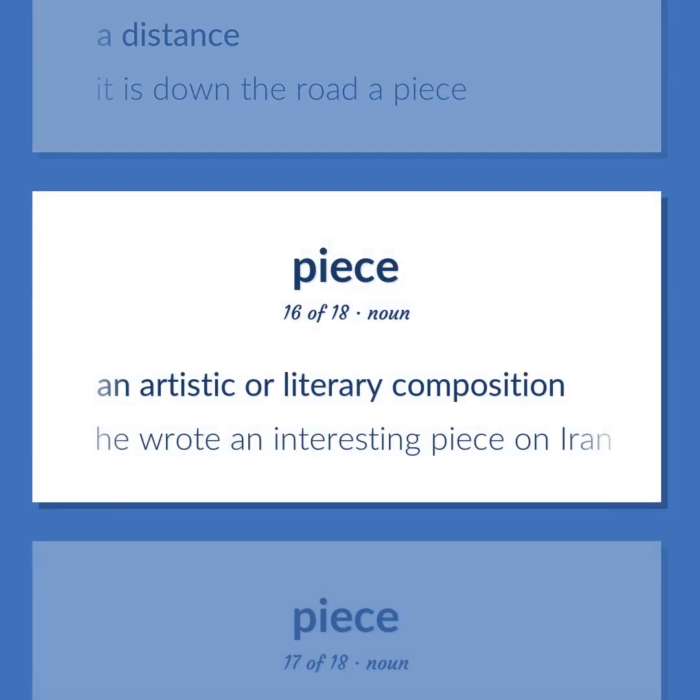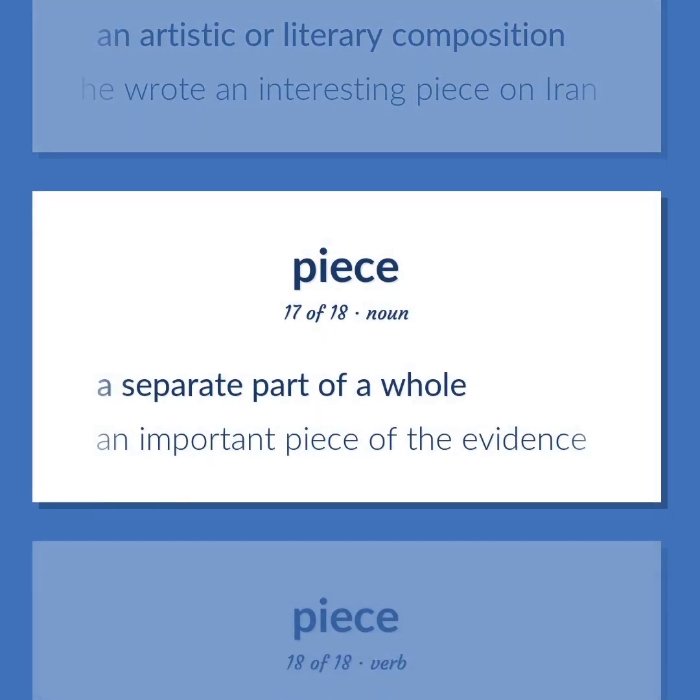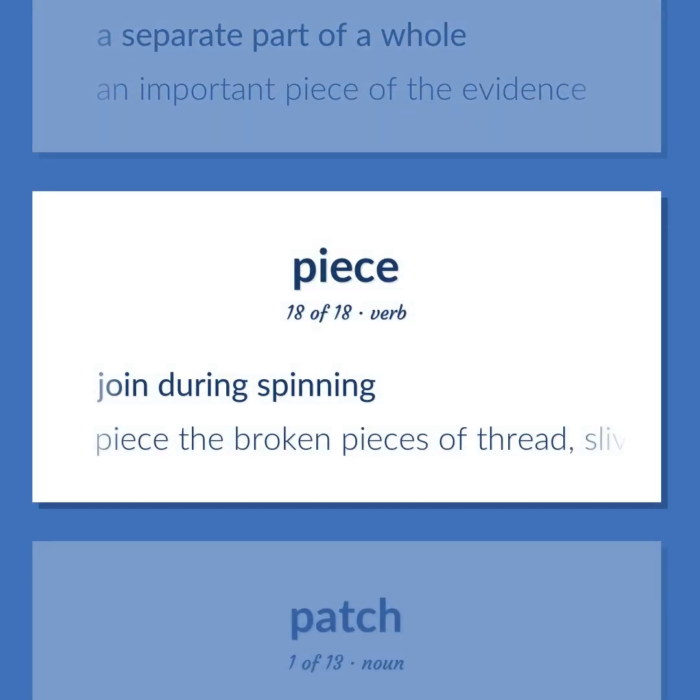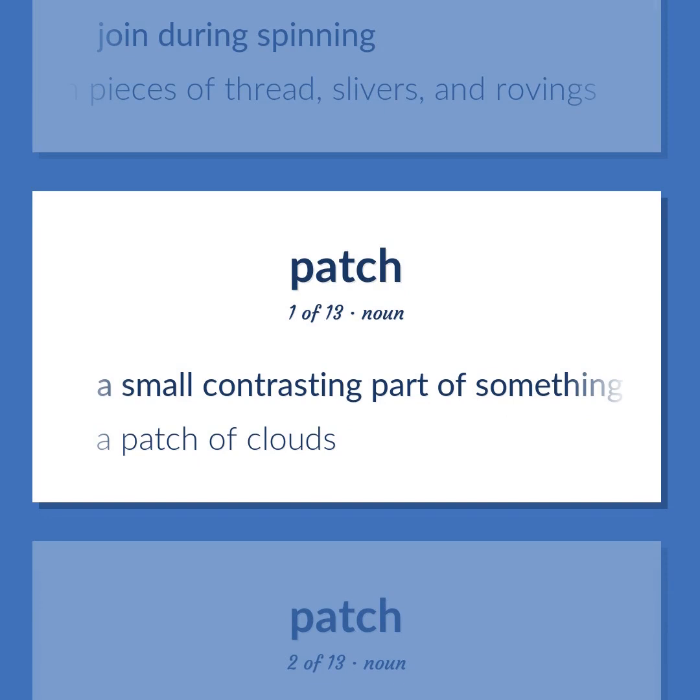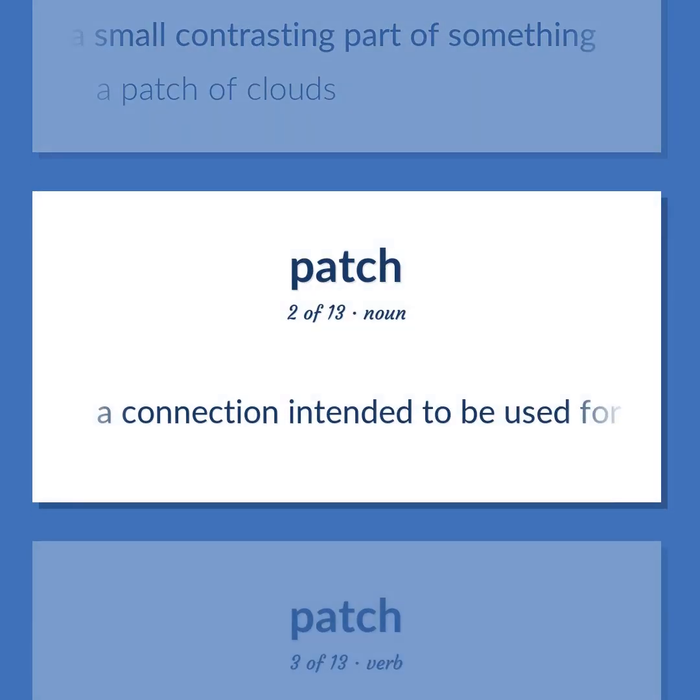An artistic or literary composition. He wrote an interesting piece on Iran. A separate part of a whole. An important piece of the evidence. Join during spinning. Piece the broken pieces of thread, slivers, and rovings. A small contrasting part of something. A patch of clouds. A connection intended to be used for a limited time.